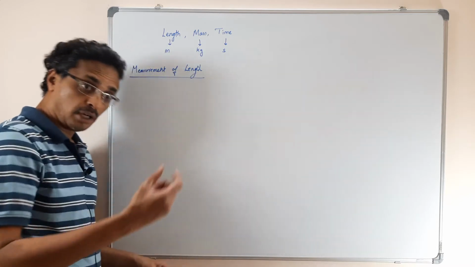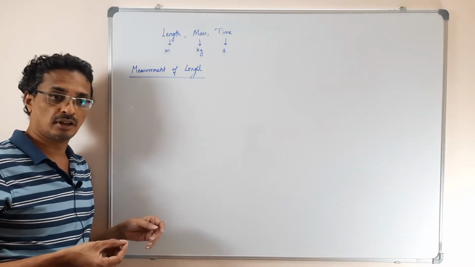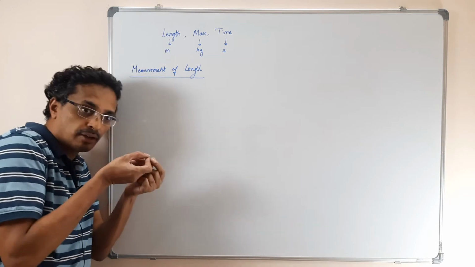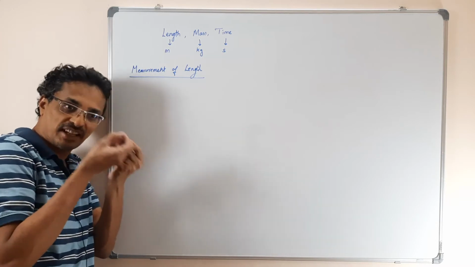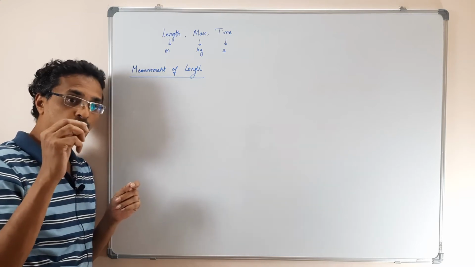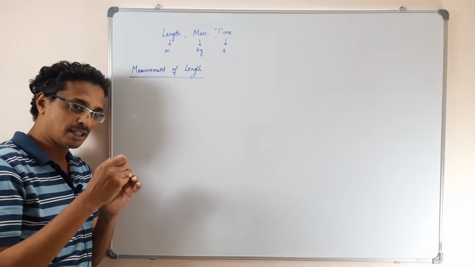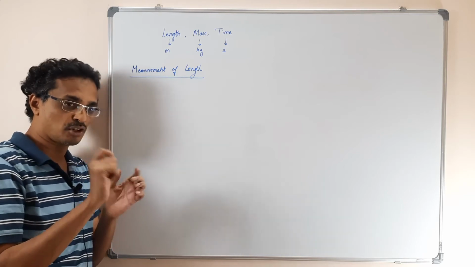So now take a smaller distance. I am asking what is the thickness of a paper. Now you don't have a scale. You can't put a scale and find out the thickness of the paper. It's very small, right? So what do you use there? You use something called a vernier caliper, a screw gauge. There are different instruments to measure a smaller distance.